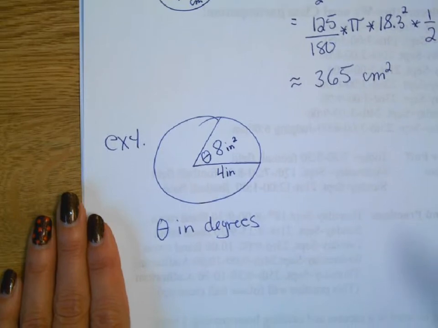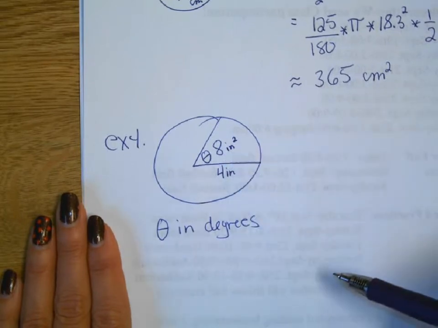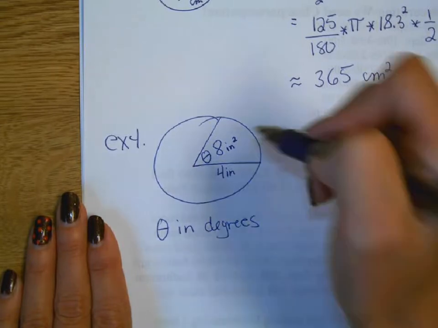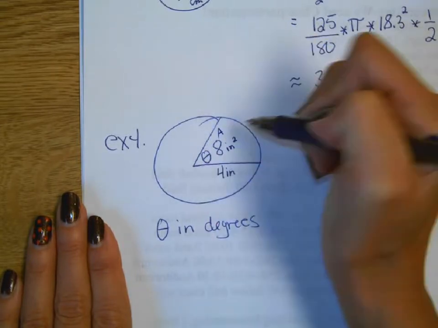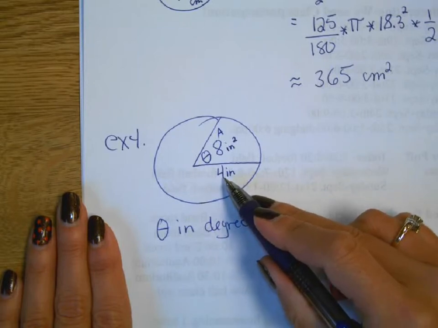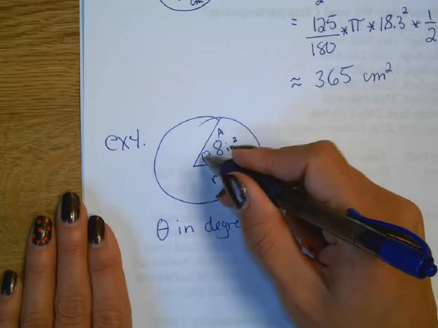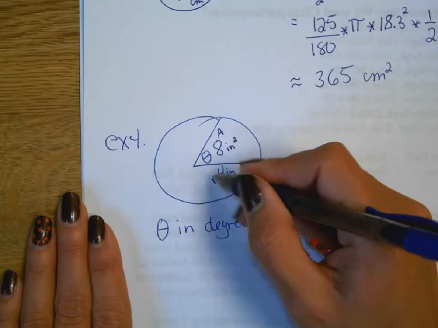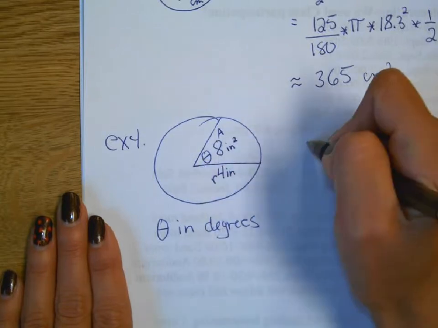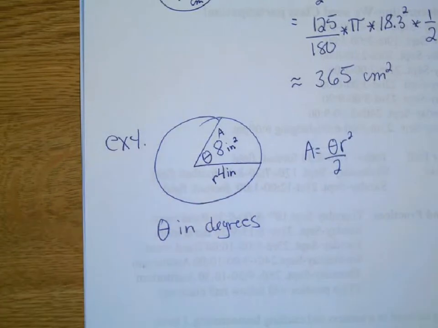Wait, what's 8 inches squared? You tell me, what is 8 square inches? What is that giving me? Area. That is area. This is big A. Big A is 8. What's the 4 telling me? The radius. And I don't know the theta, but I've got an equation that relates all 3 of those. So I'll substitute in. Area equals theta times r squared divided by 2.